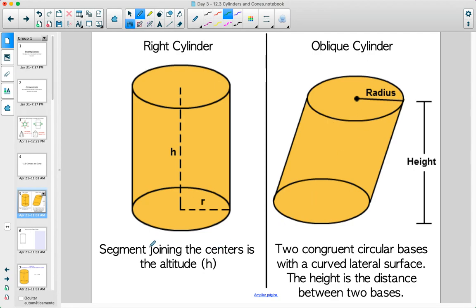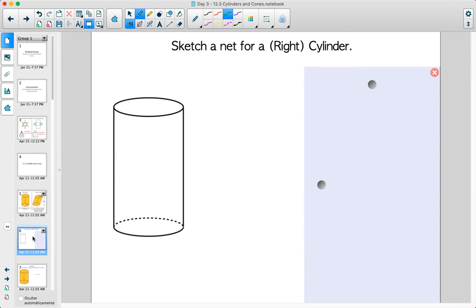So here, the altitude is from one center to the other center of the bases. But here we cannot do that, because look, if we go from one center to the other center, this is more diagonal. Okay, so the height is just from one base to the other base. But we will be focusing on the right cylinder. Okay, so I want you to just take a moment and try to sketch a net for a right cylinder, a cylinder that stands upright.